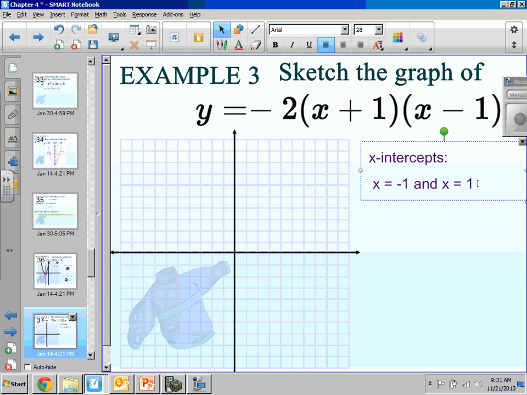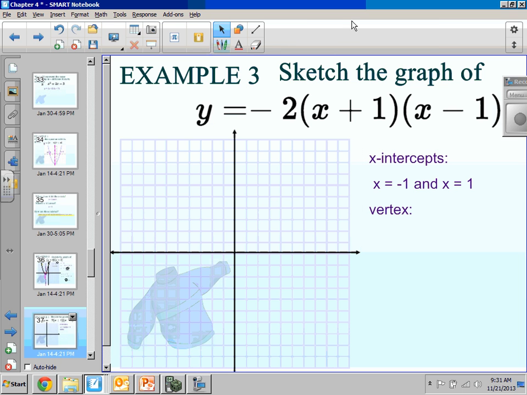Now, if we take a look at your vertex, that's really the next step. The vertex occurs halfway between your two x intercepts. So we have one intercept at -1, and I'm just going to throw that on the graph so I can see it, and one intercept at 1.